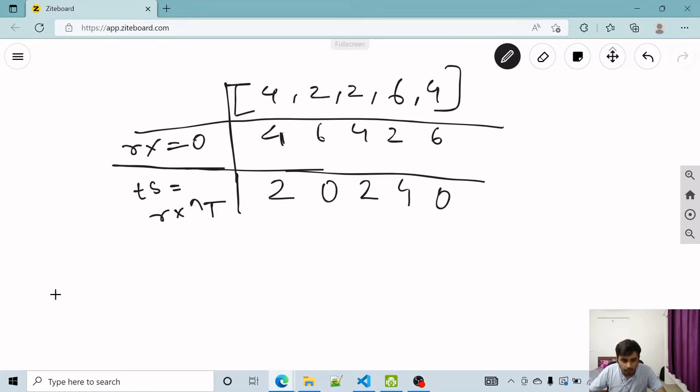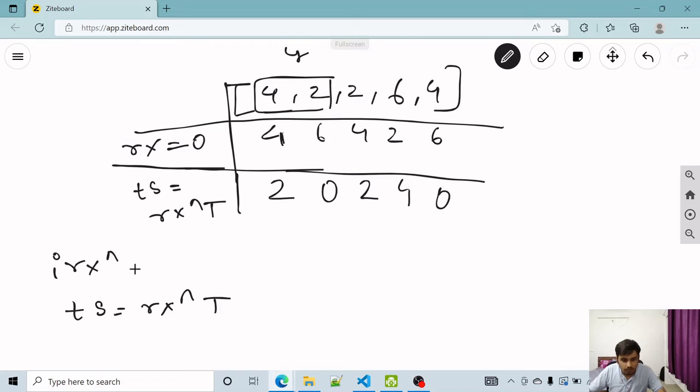Now, let's understand one thing. We are finding tSearch as Rx XOR target. Let there be any subarray, let it be Y. And Rx, this is the initial Rx, right? So initial Rx XOR Y is equal to Rx.